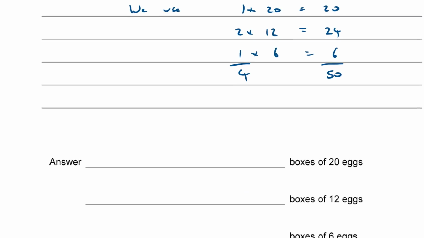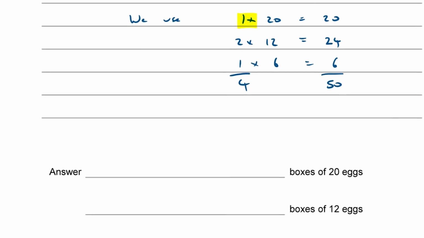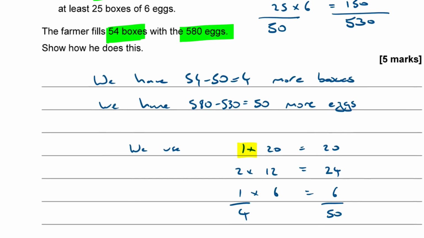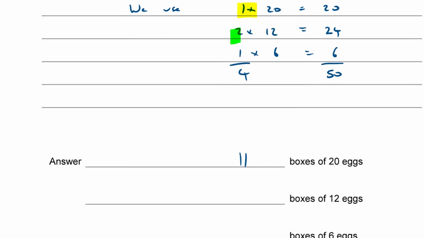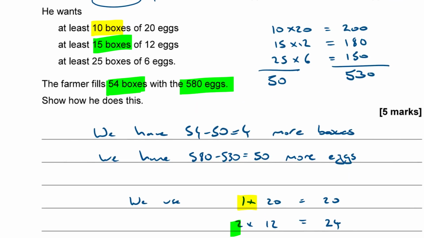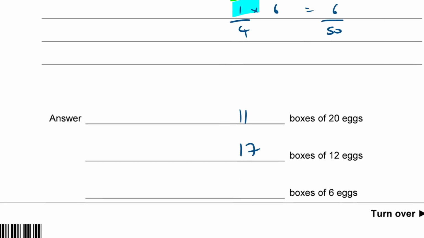So in total then, we're going to be using, for our boxes of 20, we've got 10 boxes there plus another 1, which is 11. So 11 boxes of 20. We've got 15 boxes here and another 2 here of size 12. So that gives me a total of 17. And finally, I've got 25 boxes of size 6 here and another one here. So that makes 26 boxes of size 6.